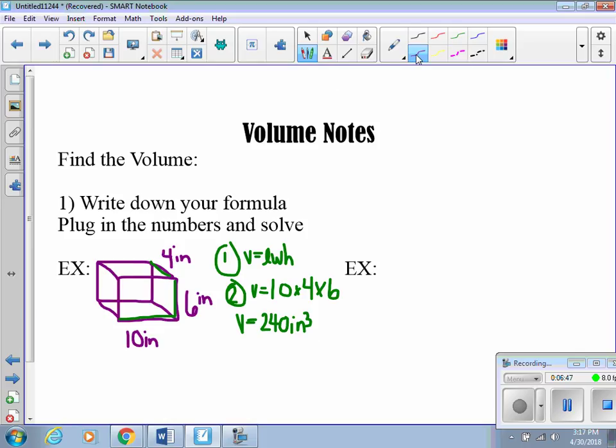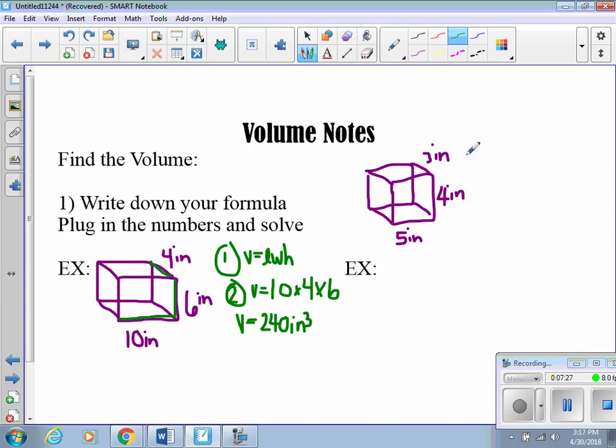Alright, we're going to do another example together. So I'm going to draw another rectangular prism. Alright, we'll have 3 inches up here. Four inches here, and then 5 inches here.